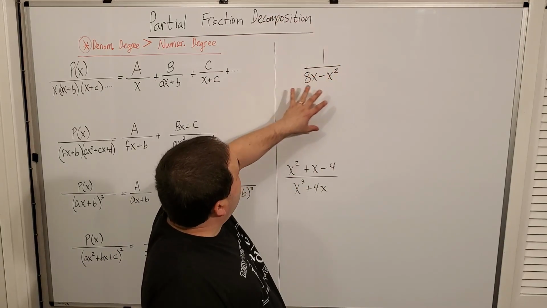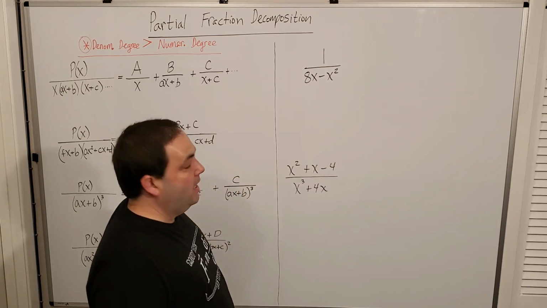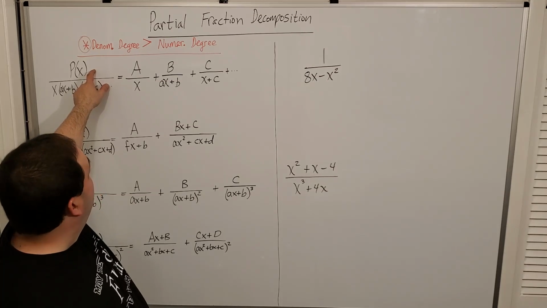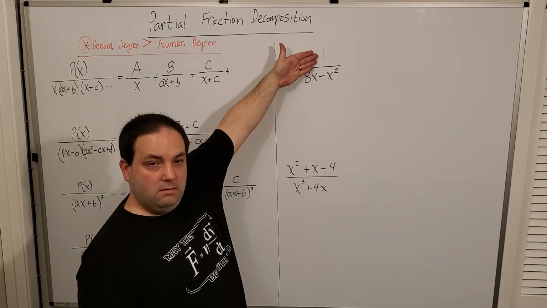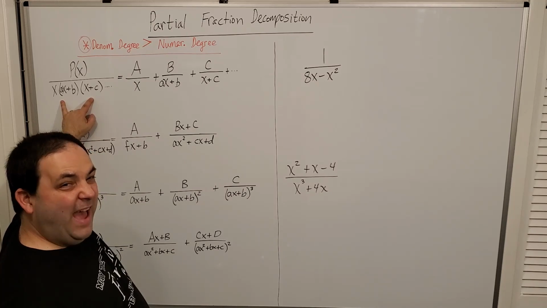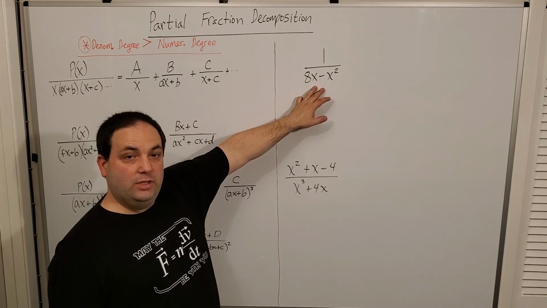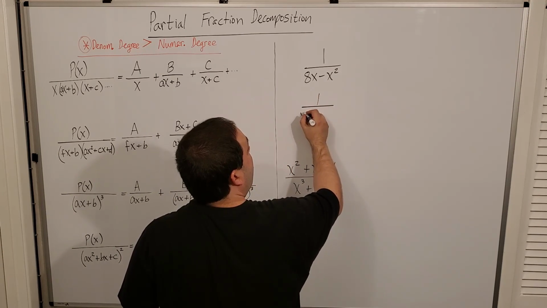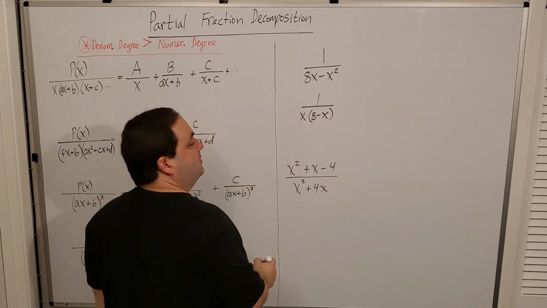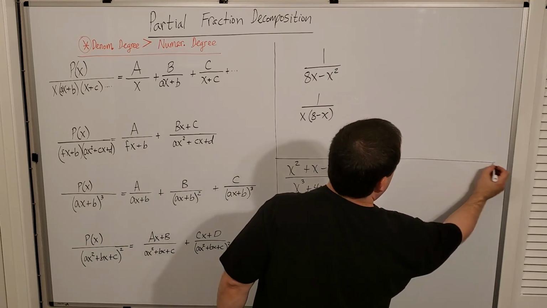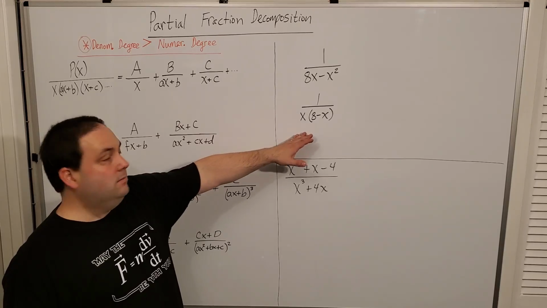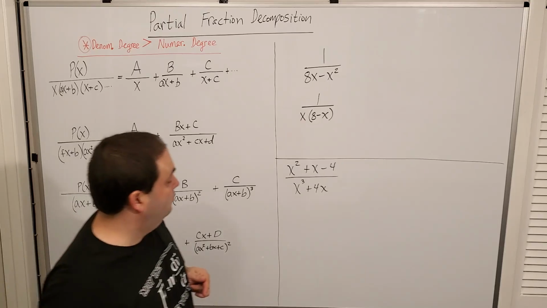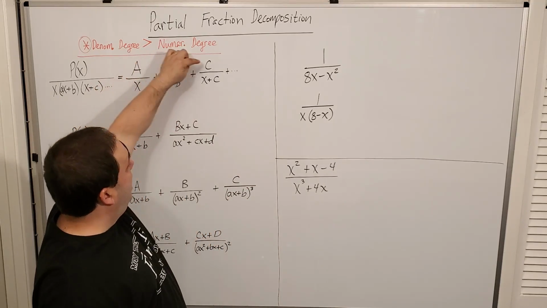Let's get a couple of examples of some setups here. Okay, so look, this guy right here, 1 over 8x minus x squared. I want to write that in a format that looks like some sort of polynomial function on top, which 1 technically counts as, over some factors. Well, that means I need to factor this out. So I'll have 1 over x times 8 minus x, right? Now, once it's in that format, I can begin making my other fractions that I want to break it up into. I don't know what these numbers on top are going to be yet.